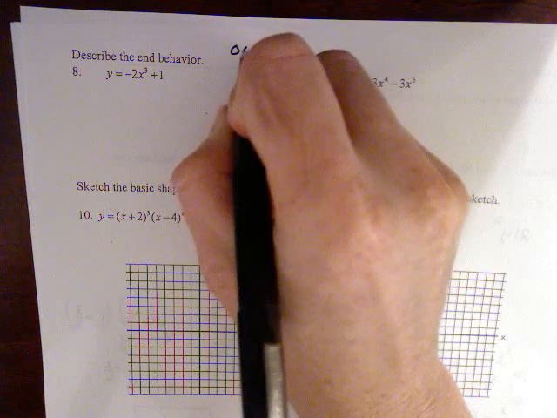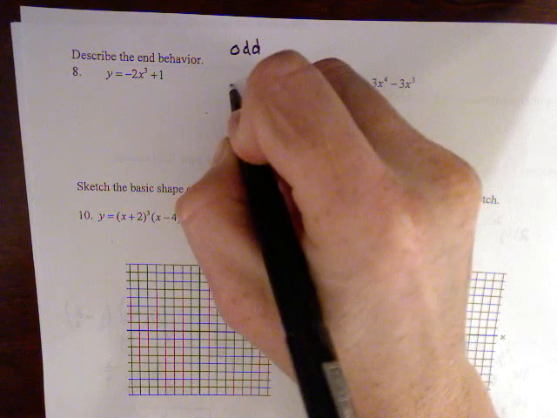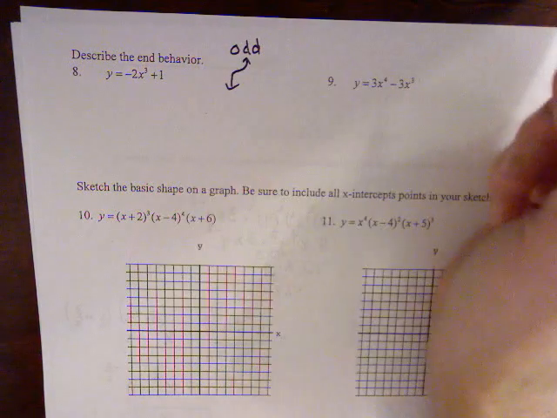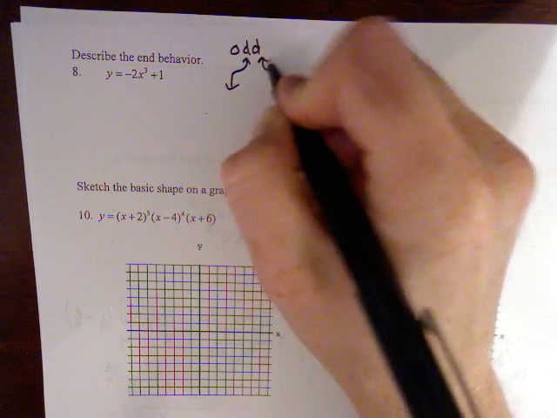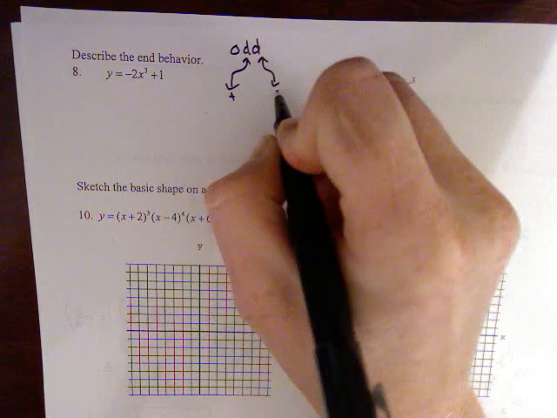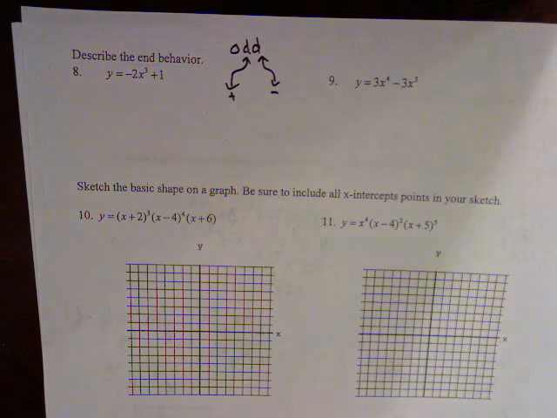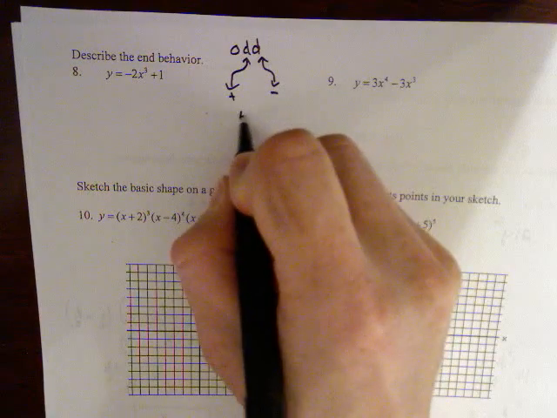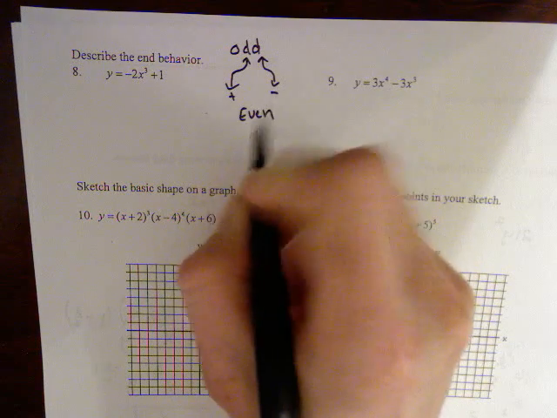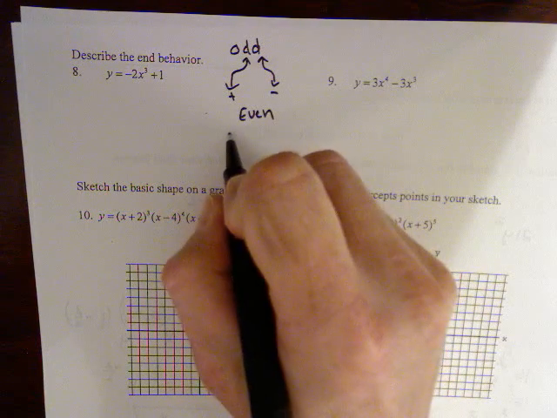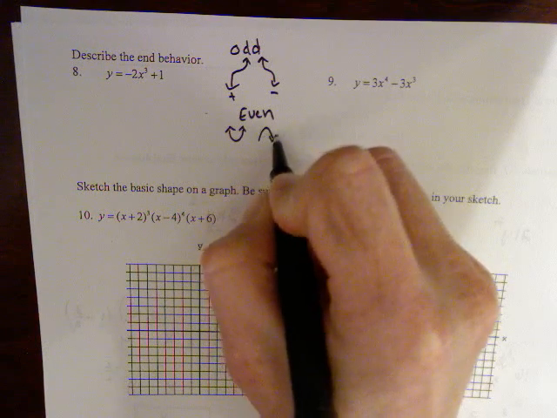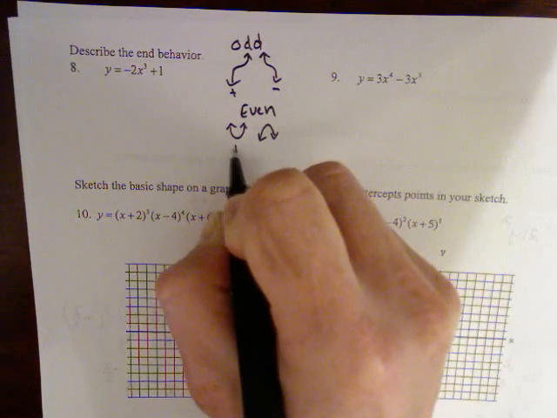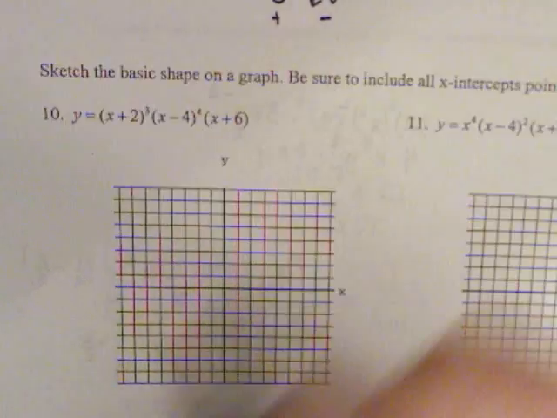If you recall, odd functions are shaped from down to up or from up to down, depending if it's positive or if it's negative. And our even functions are either going to have end behavior that is up, up, or down, down, depending if it's positive or negative.